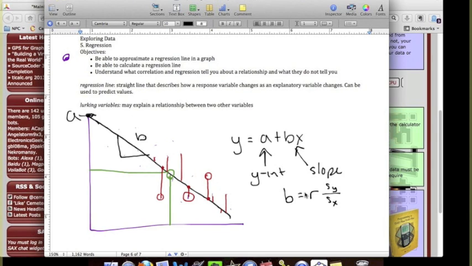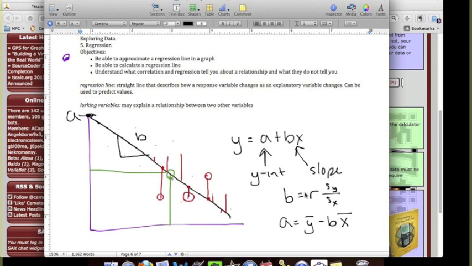And the a value is y bar minus b x bar. So we have to find b first, because then we use that to find our a value. And what are those y bar and x bar? What is that symbol? The mean.